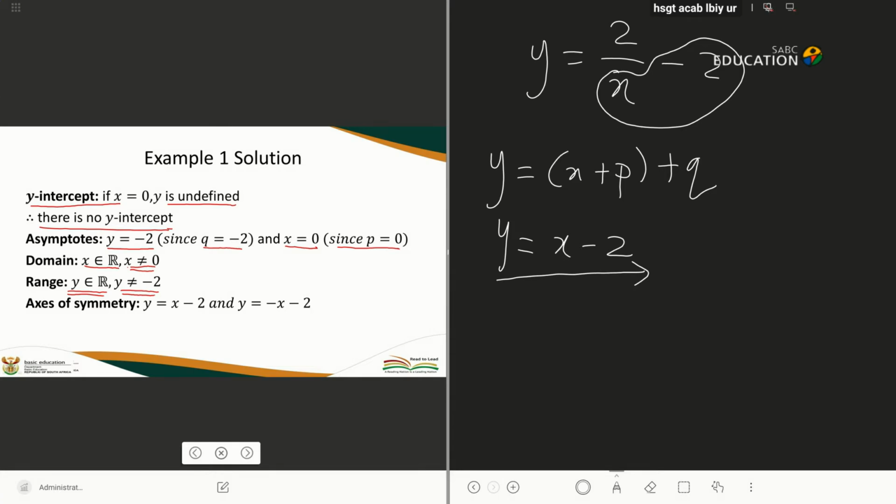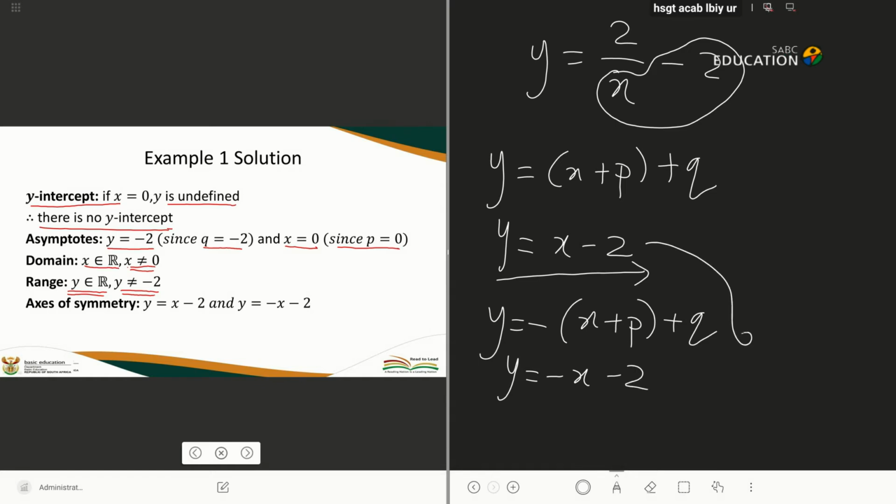Now the one with a negative gradient will be y equals negative x plus p plus q. But then again, we said that our p is 0 and our q is negative 2. So this will become y equals negative x minus 2. So these are our two equations of axes of symmetry.